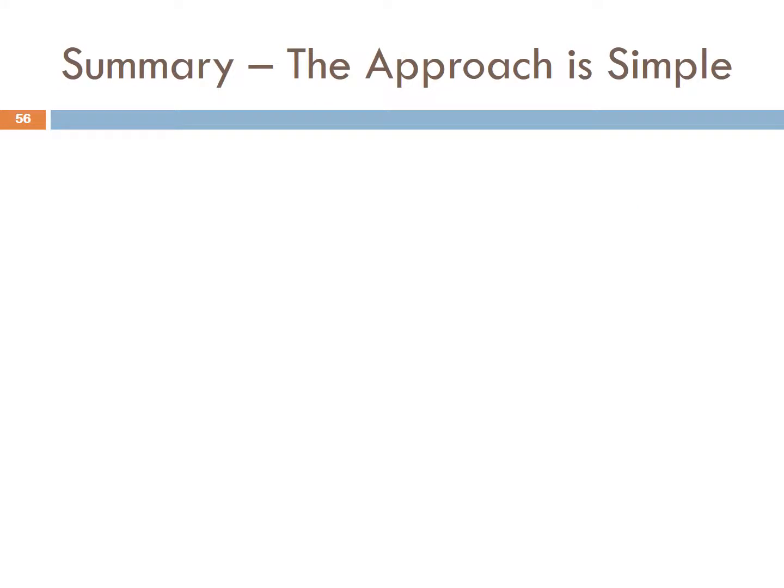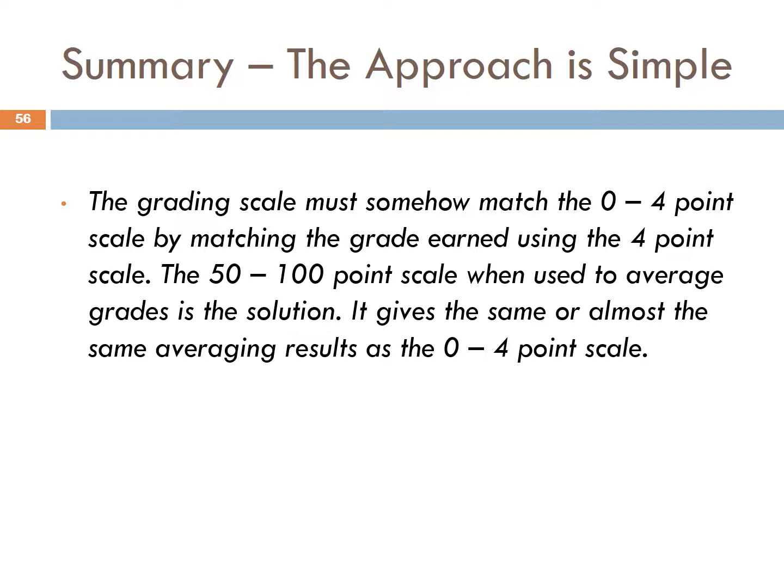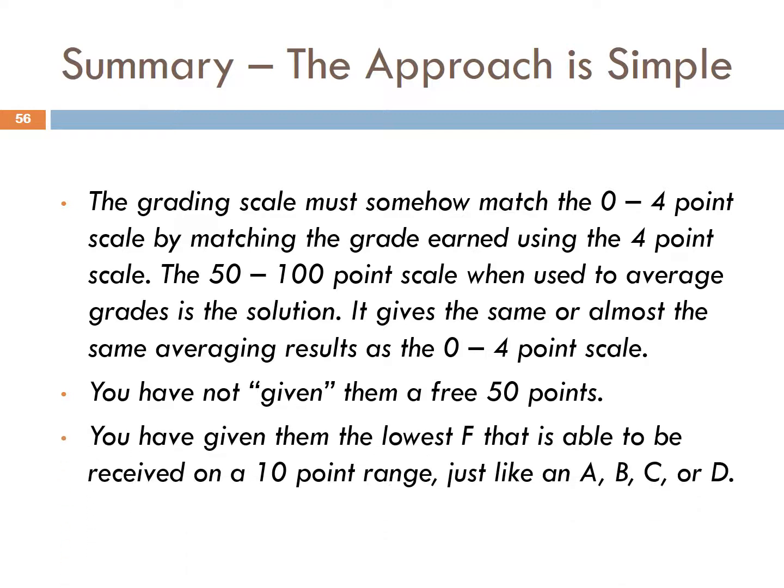Summary. The approach is simple. The grading scale must somehow match the 0 to 4-point scale by matching the grade earned using the 4-point scale. The 50 to 100-point scale, when used to average grades, is the solution. It gives the same or almost the same averaging results as the 0 to 4-point scale. You have not given them a free 50 points, as some would say. You have given them the lowest F that is able to be received on a 10-point range, just like an A, B, C, or D.